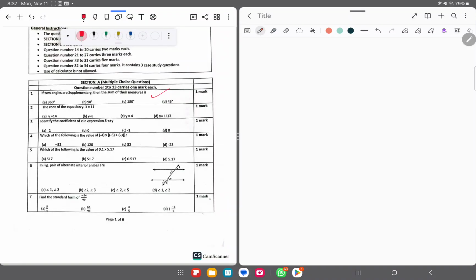Okay, so number 1 is correct, number 2 is correct, number 3 is correct, number 4 is wrong. So let's look into number 4. Which of the following is the value of -4?